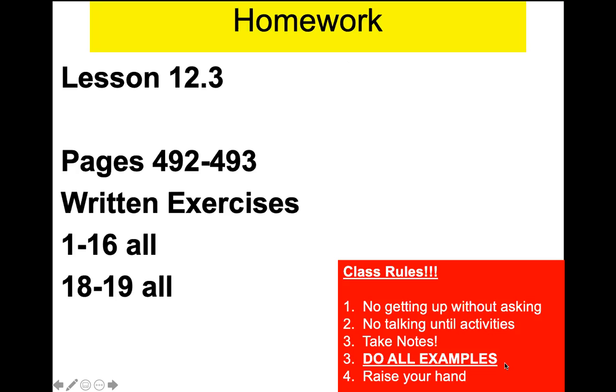All right, here's your homework for tonight. 2 shapes today.